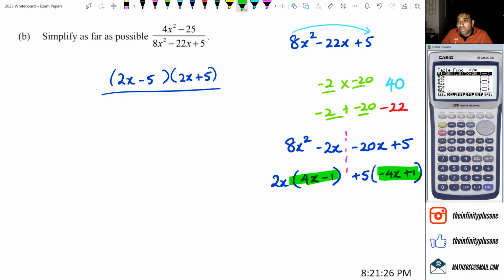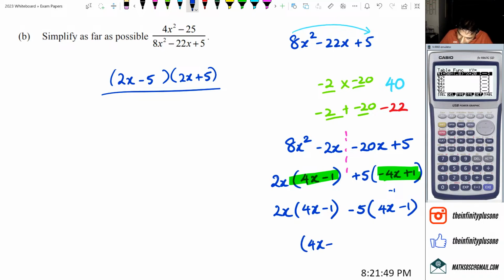A good tip is that if you make a mistake and those two brackets are not the same, you can factorize further. In this case, I could write this as 2x(4x minus 1), and I could take negative 1 as a common factor from here, which means this becomes negative 5 and this becomes positive 4x minus 1. At this point, I've got 4x minus 1 as a common factor and 2x minus 5 as the other factor. So the 2x is from there, and negative 5 is from there.